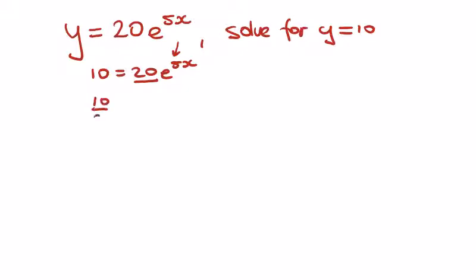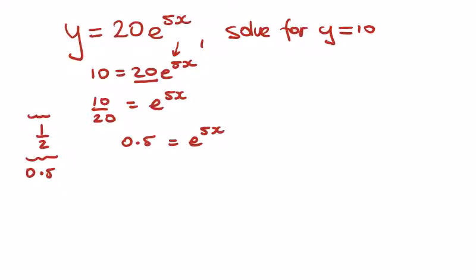So you could write 10 over 20. You could also write at that point 1 over 2 or 0.5. Just don't jump too quickly and make a mistake. So 10 over 20 is equal to e to the power of 5x. And you can see now, if you want to write 0.5, you can. I like writing 0.5, write whatever you want. But you can see now we're back to a really simple question that we began the lesson with. So that's what these questions always are. They're going to look confusing, but they're not.